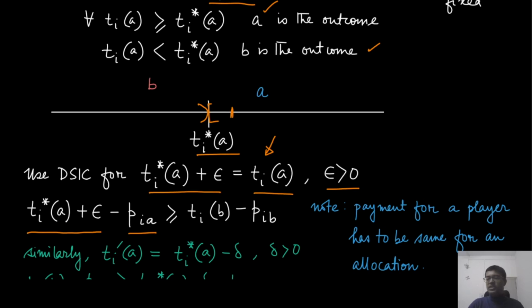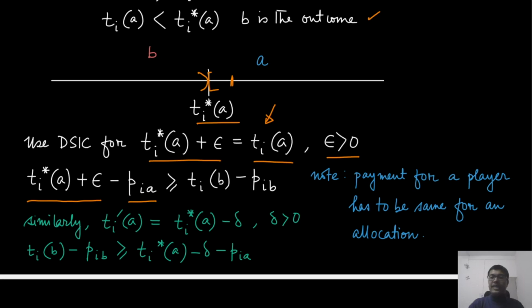Now this is a point which we might not have explicitly mentioned, but it is very easy to show that the payment for a player has to be the same for an allocation. So if a player, by changing his type, cannot change the outcome, then the payment that he is making must be equal in both these cases.